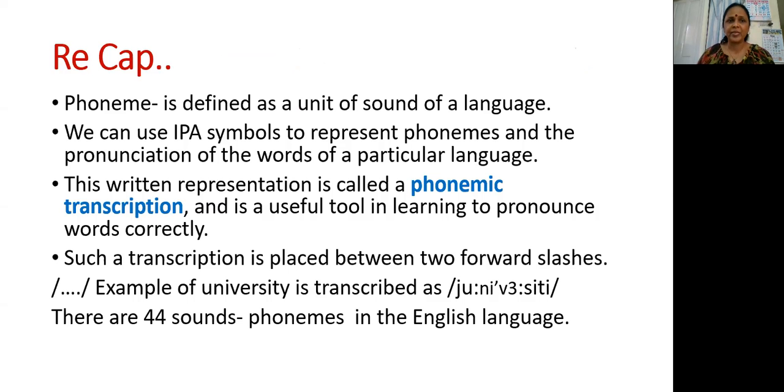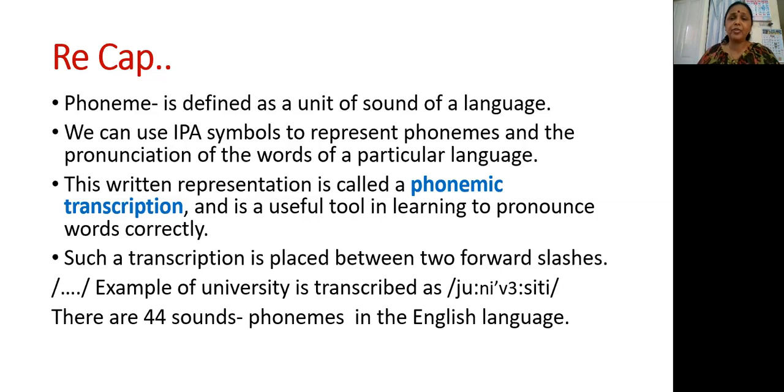That's the purpose. Now, quick recap of what we have learned so far. Phoneme is a unit of sound of any language. And we can use the International Phonetic Alphabet, IPA symbols, to represent phonemes of any language in the world, which is very specific for that particular language. This written representation is called phonemic transcription or phonetic transcription. And this is a useful tool in learning to pronounce all the words correctly. And such a transcription is usually done between two forward slashes. For example, university is transcribed between 2 slashes using the International Phonetic Alphabet.